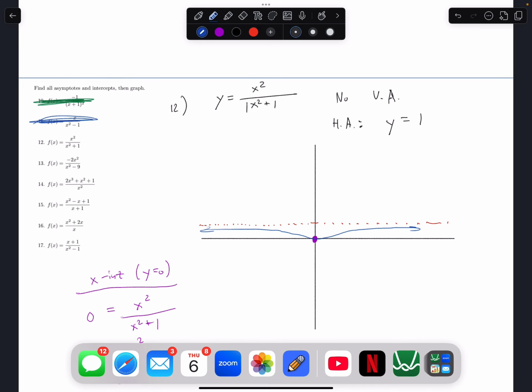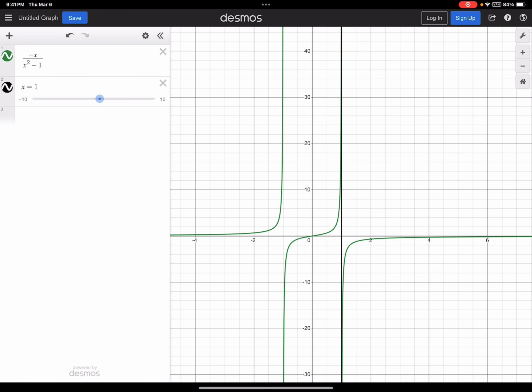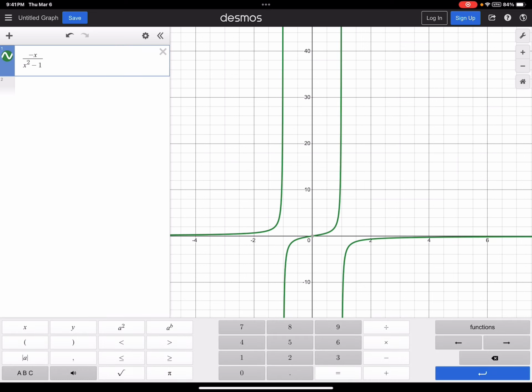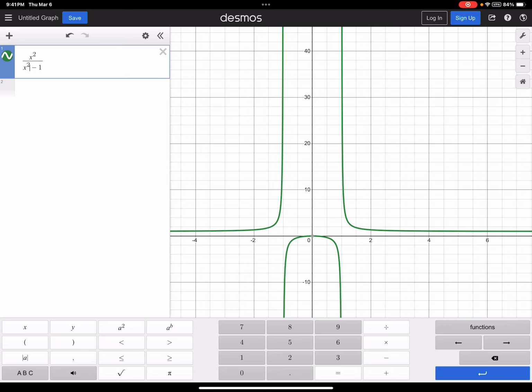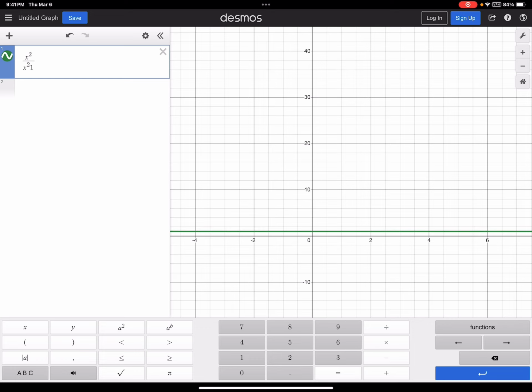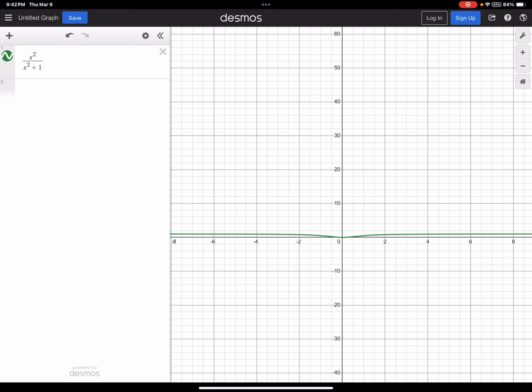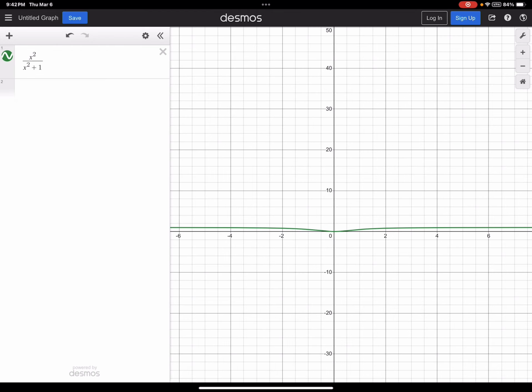Okay, so I'm going to check out the Desmos one. x squared over x squared plus 1. This is x squared, oops, squared. This on the bottom, so x squared plus 1. And look at that, guys. Look at that. Just like we predicted, yeah?